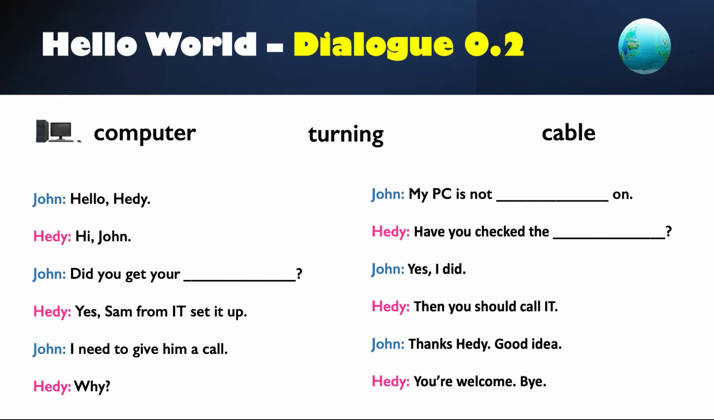Hello, Hetty. Hi, John. Did you get your computer? Yes, Sam from IT set it up. I need to give him a call. Why? My PC is not turning on. Have you checked the cable? Yes, I did. Then you should call IT. Thanks, Hetty. Good idea. You're welcome. Bye.